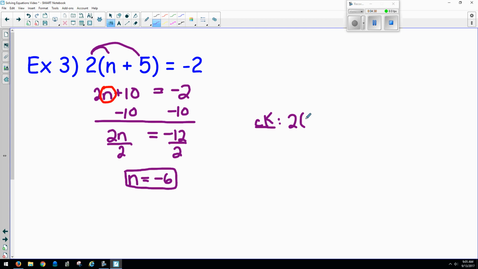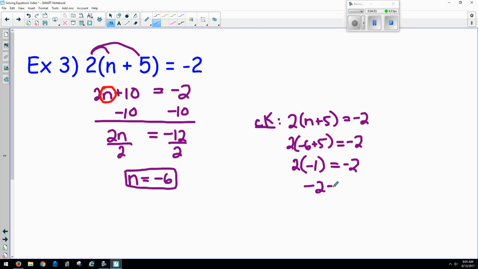Starting with the original equation always. I'm going to substitute in for the variable. And I'm going to follow order of operations. So I'm going to do what's in the grouping. This time the grouping is parentheses. I'm going to do what's in that first. So I get negative 2 equals negative 2. So it checks out. So you see it doesn't take too long to do the check. And it's always a good idea just to make sure you didn't miss any steps.